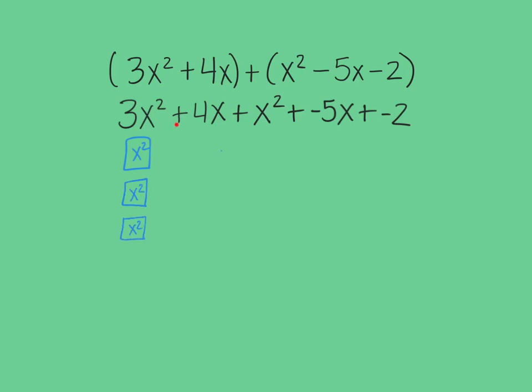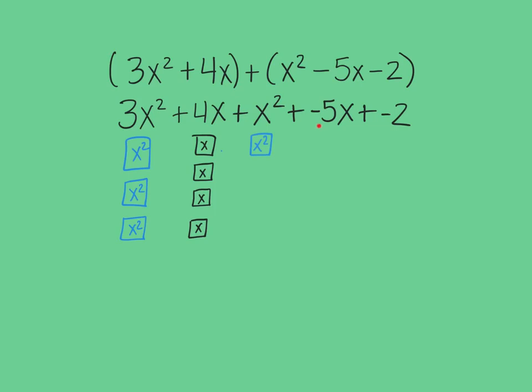Next up, we have positive 4x. So I'm going to make 4 tiles that have a positive x. Next up, we have positive x squared. There's no number here. It's like an invisible 1. We just have 1x squared. So I'm going to make 1 tile that has an x squared.